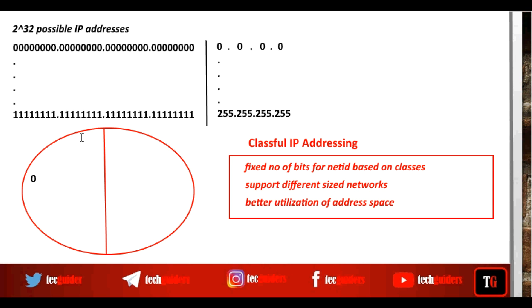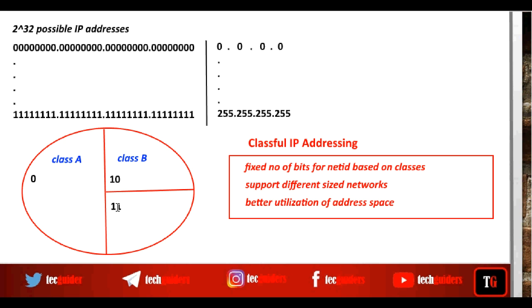Among them, half the number of IP addresses begin with 0 and another half begin with 1. All those IP addresses which begin with 0 are kept under class A. And among the IP addresses which begin with 1, half of them begin with 10 and another half begin with 11. All those IP addresses which begin with 10 are kept under class B.